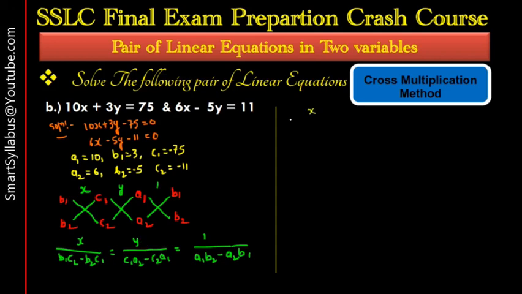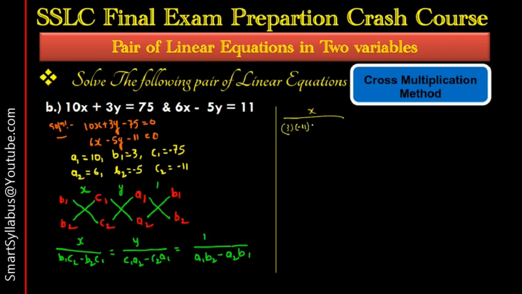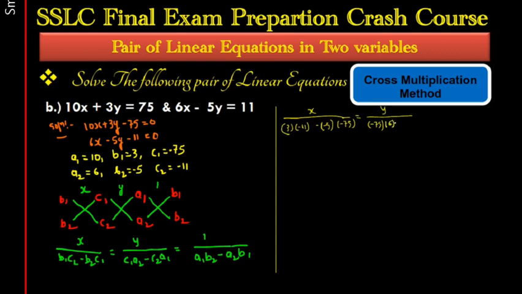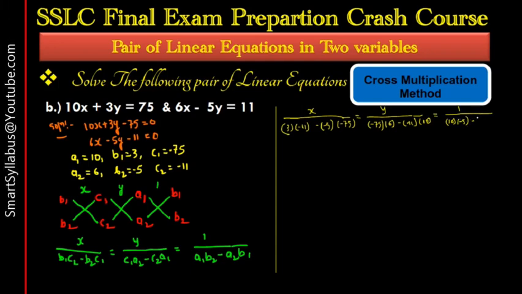Okay, we have x upon the whole divided by b1. b1 is 3, c2 is minus 11, b2 is minus 5 and c1 is minus 75. That's equal to y upon c1 a2: c1 is minus 75, a2 is 6, minus c2 which is minus 11, and a1 is 10. Now finally 1 upon a1, which is 10, b2 is minus 5, minus a2 which is 6, and b1 is 3. So these are the values of a1, b1, c1 and a2, b2, c2.